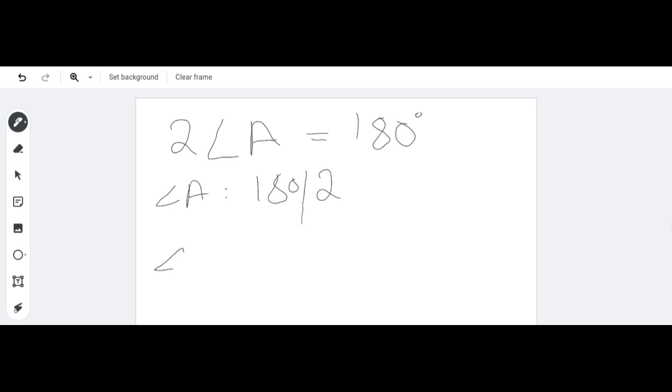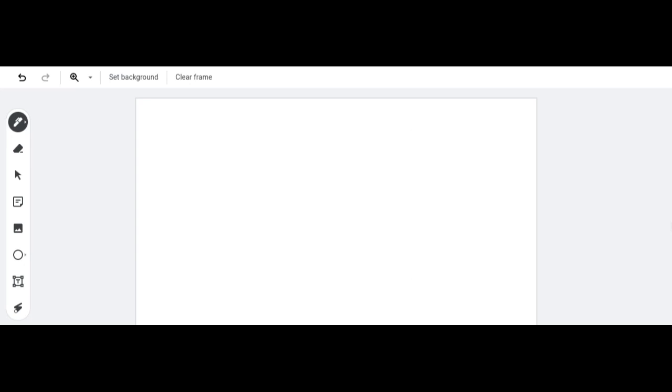Nine. 90. Angle A is 90. If angle A is 90, then which other angle will be 90? Angle B. Very good. So angle A is equal to angle B. Both are equal to 90. If these two are equal to 90, so what I just wrote in the previous question, then angle A is opposite of angle B.